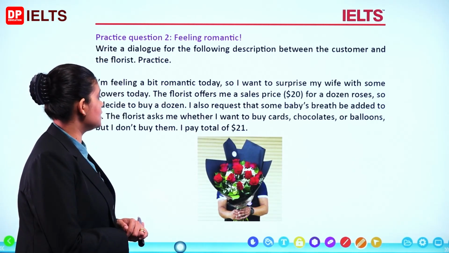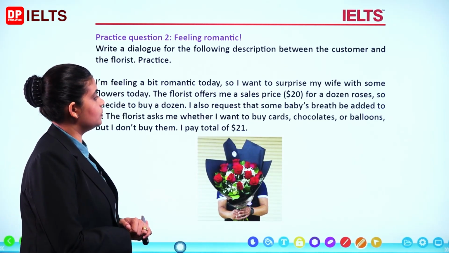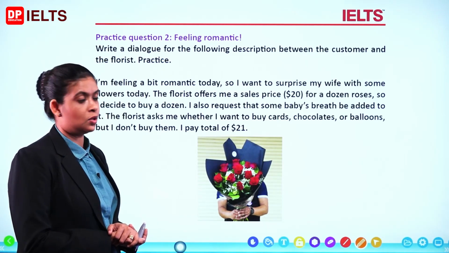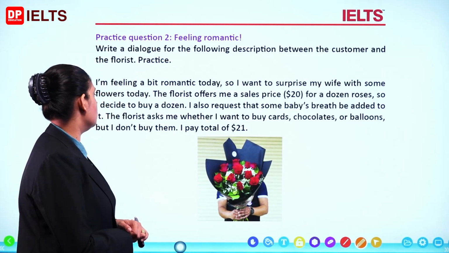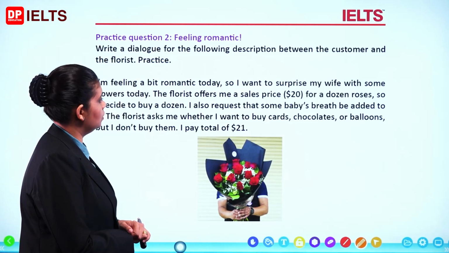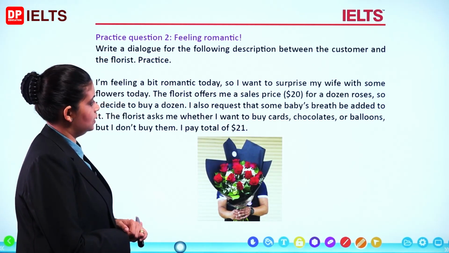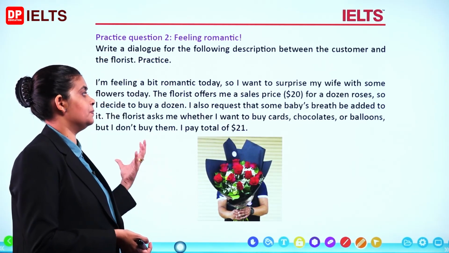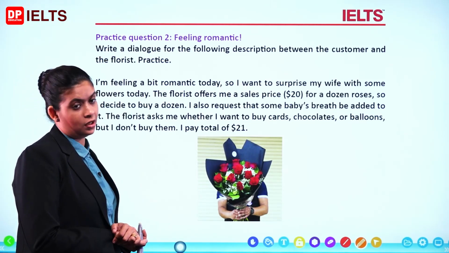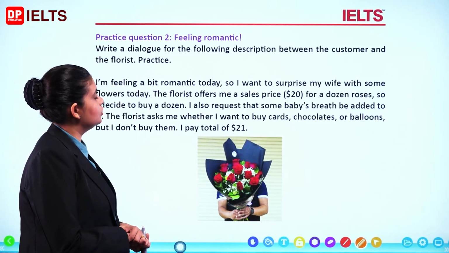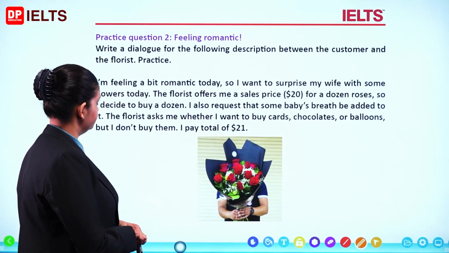The florist asks me whether I want to buy cards, chocolates or balloons, but I don't buy them. I pay the total of $21 because I added a bit of baby's breath. That cost me $1 and altogether that's $21.